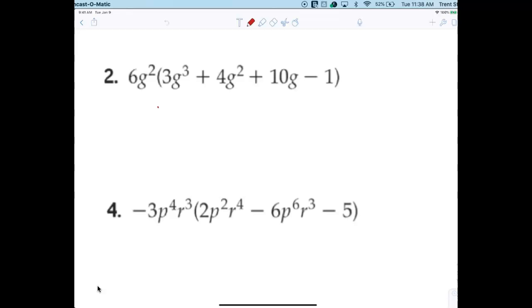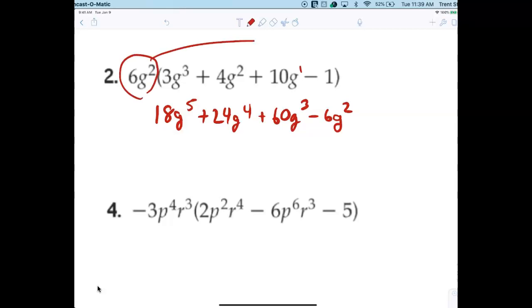6 times 18, to the fifth. Good. Plus 24g to the fourth. Yep. Plus 60g to the second. To the what? To the second. Third. Oh, the third. And then minus 6g to the third. Wait, why do I do g? Because I'm multiplying g squared times negative 1. It's all right. It's okay. All right, that's number 2.